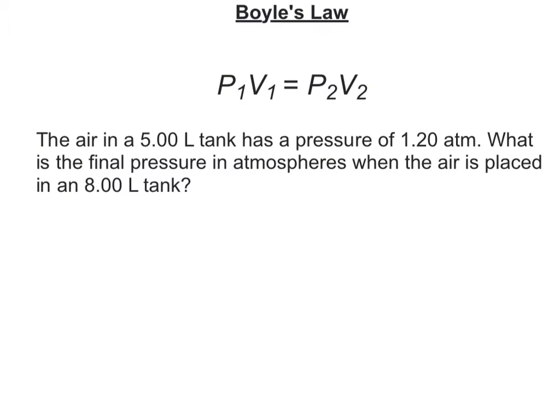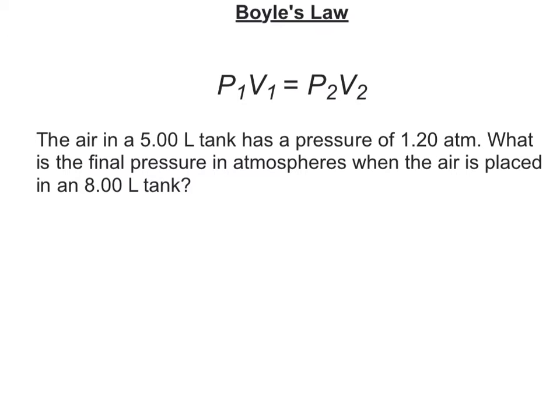According to Boyle's law, the pressure of a gas is inversely proportional to its volume, which means that when the pressure of the gas increases, the volume decreases. Let's look at an example. The air in a 5.00 liter tank has a pressure of 1.20 atm. What is the final pressure in atmospheres when the air is placed in an 8.00 liter tank?